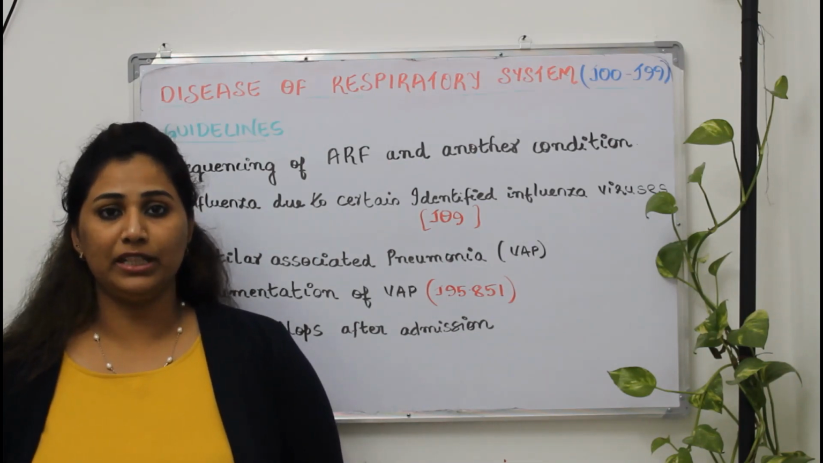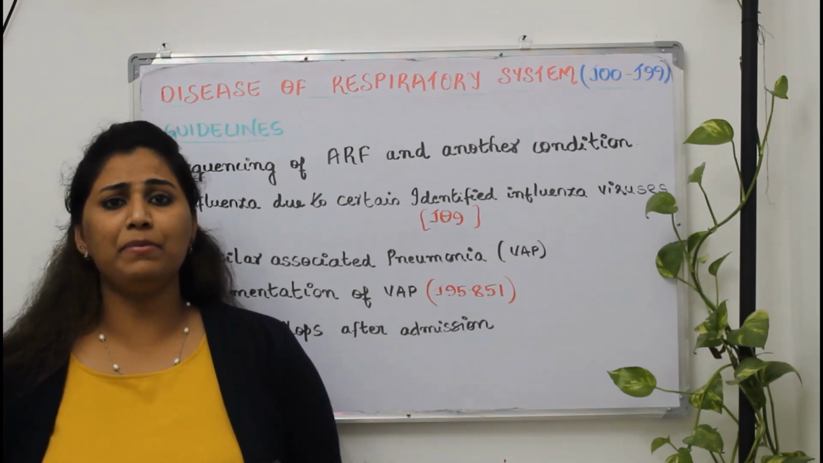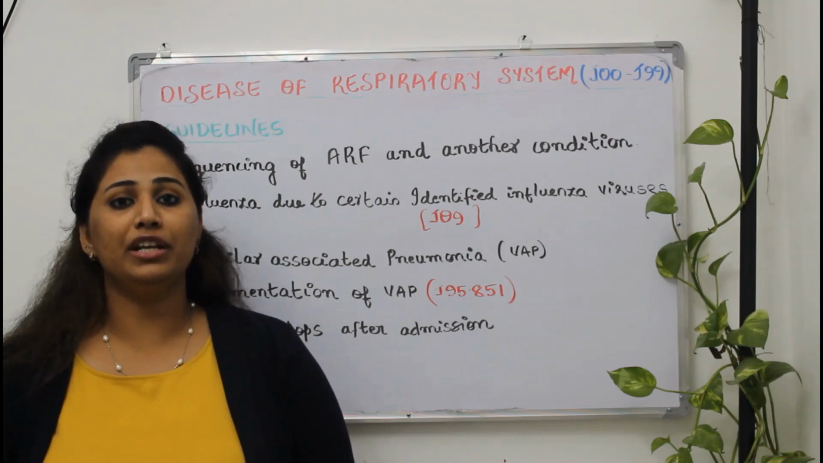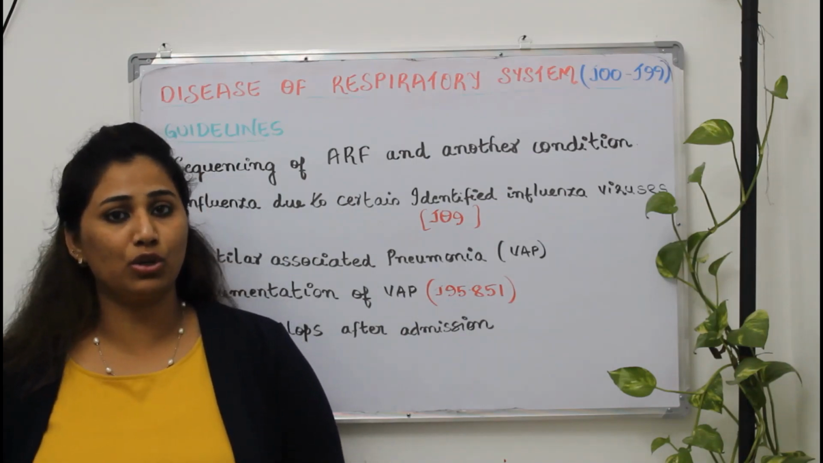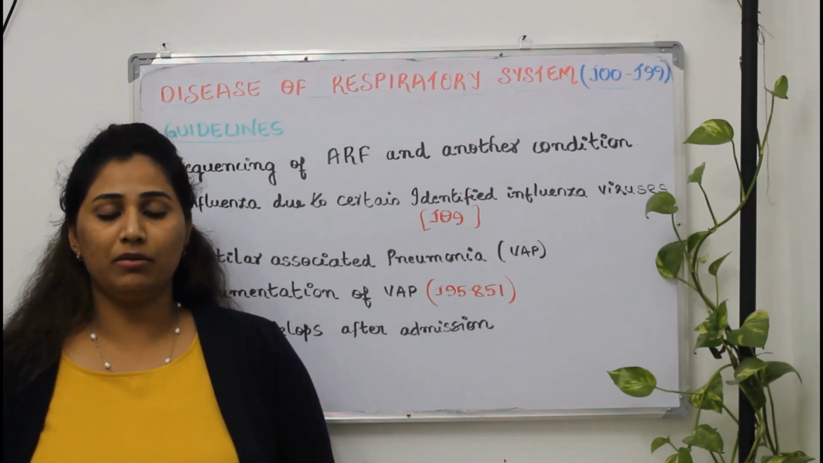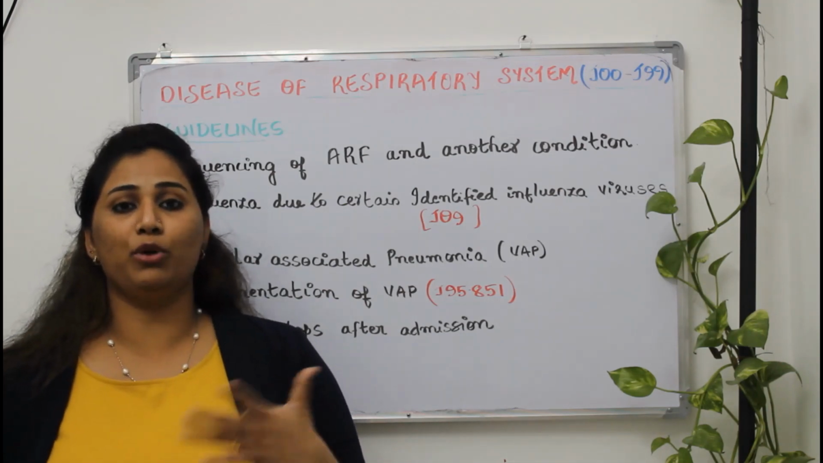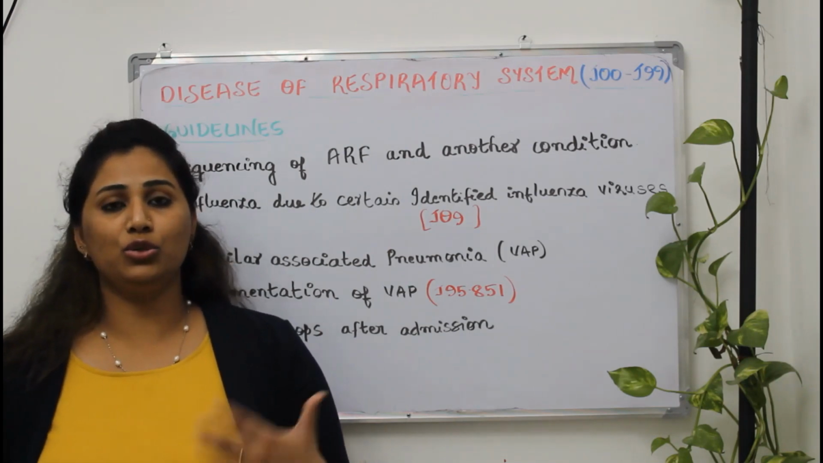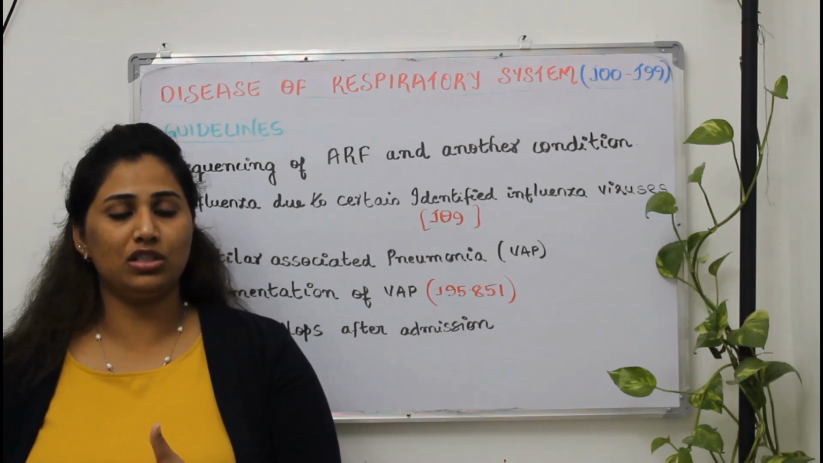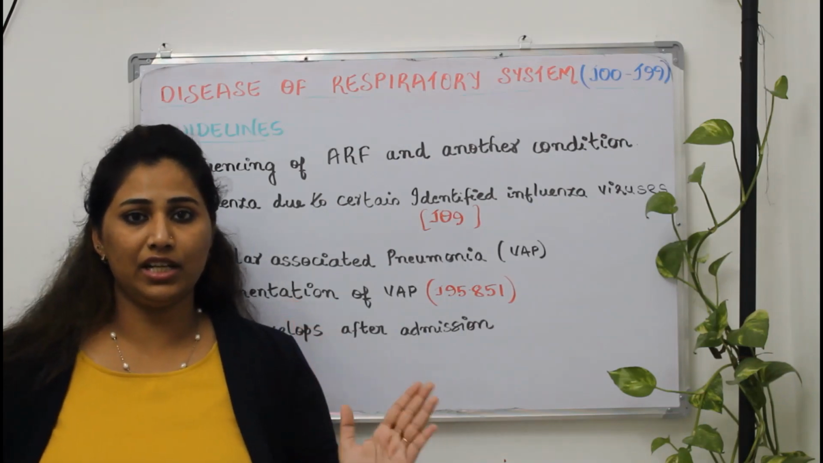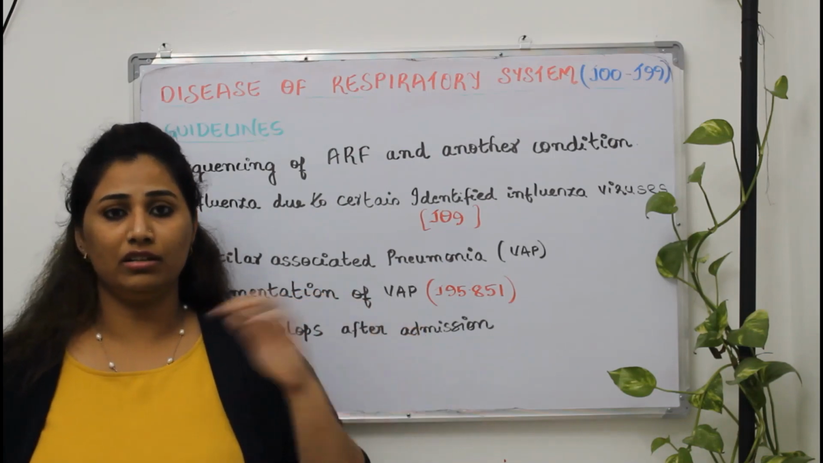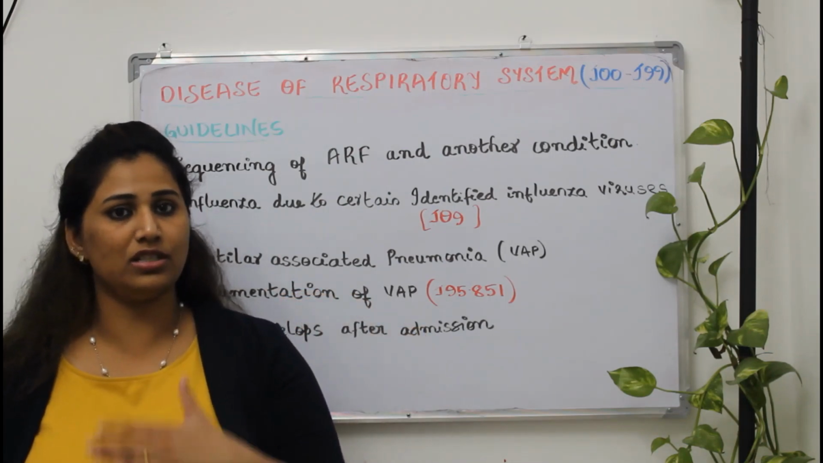Documentation of VAP is nothing but if VAP is not documented in the patient's EMR, we will never assign that particular code, even though the patient has it. For example, the patient came with bronchitis, and due to the severity, the patient was transferred to a ventilator. What is ventilator-associated pneumonia? Due to the ventilator, the patient is getting associated pneumonia.